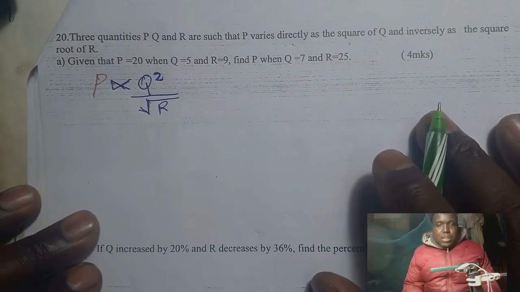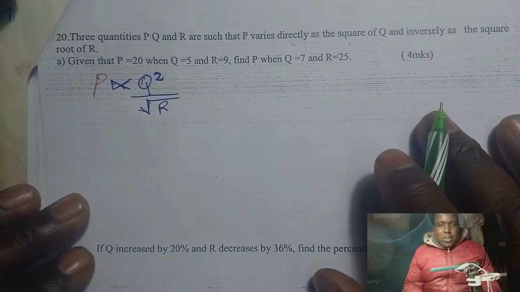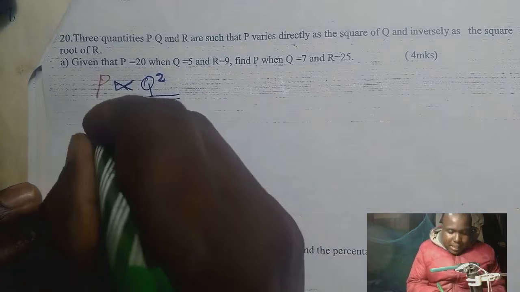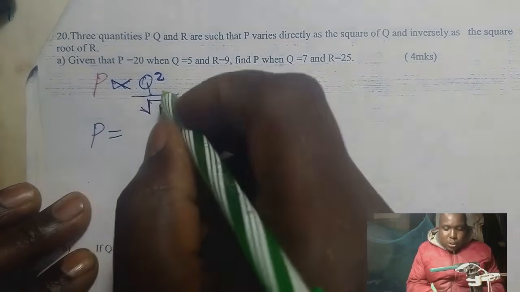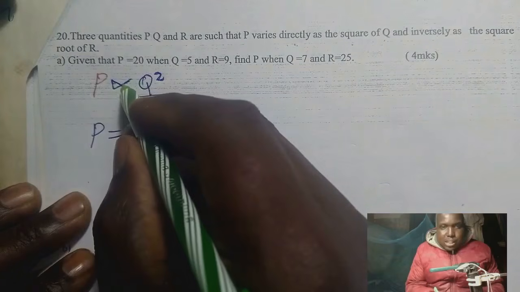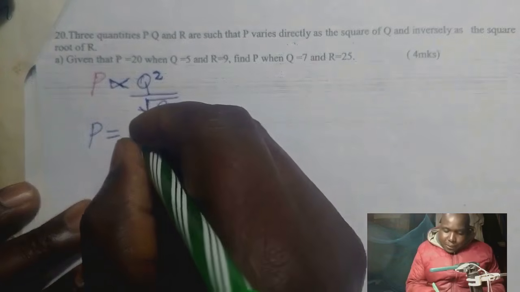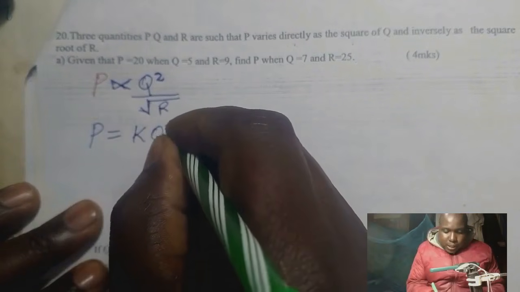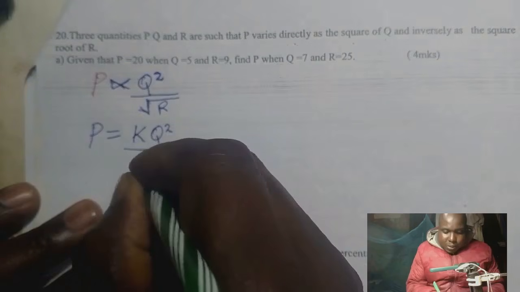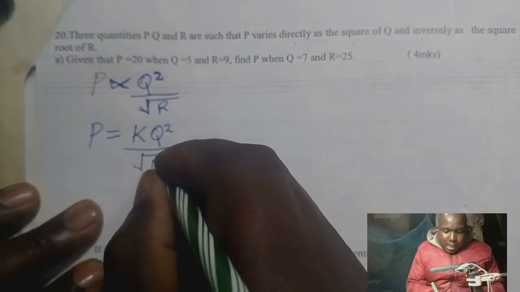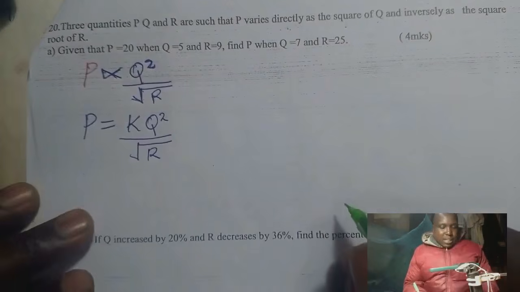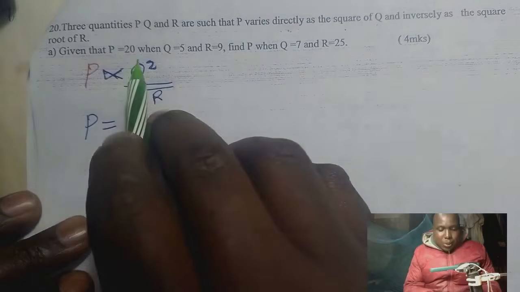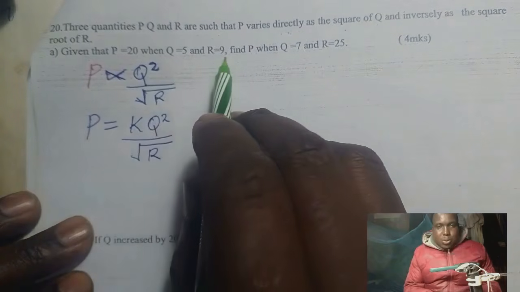Now let us remove the sign of proportionality by introducing a constant k. So P is equal to, when we introduce a constant k, we remove the sign of proportionality, so k Q squared divided by the square root of R. Very good. So now the next thing is to find the value of k when P is 20, when Q is 5, and R is equal to 9.